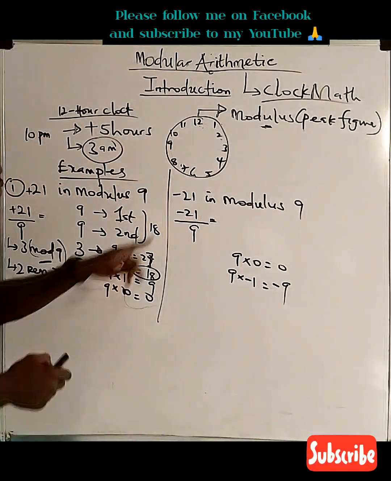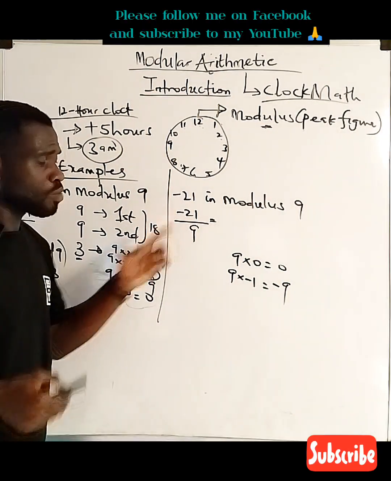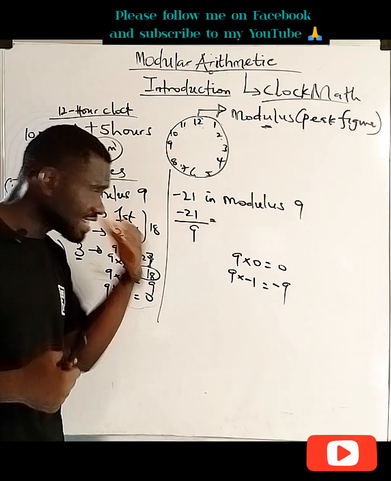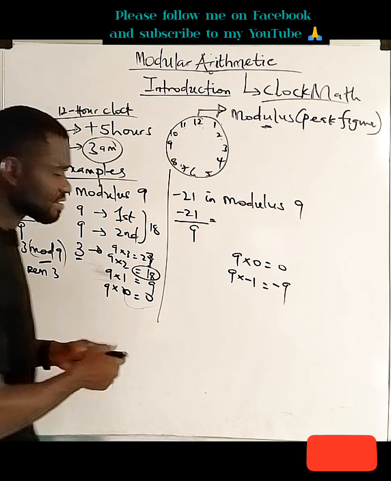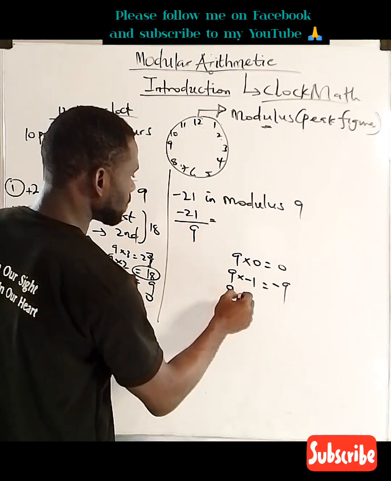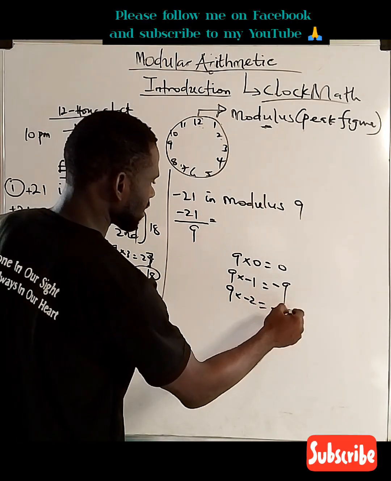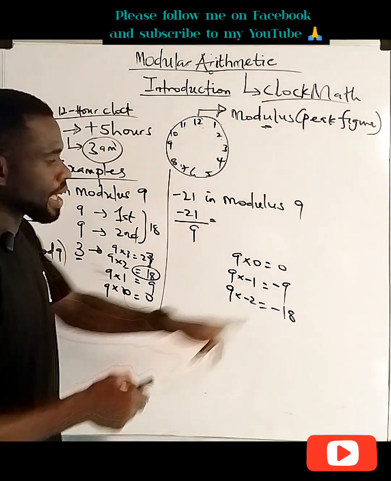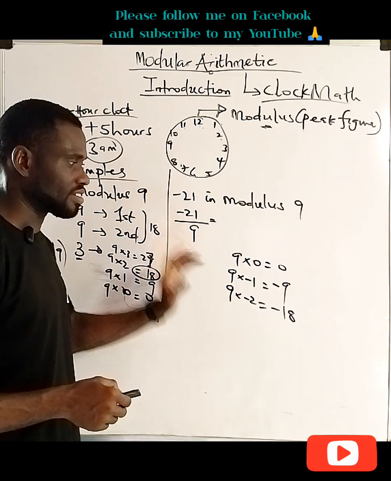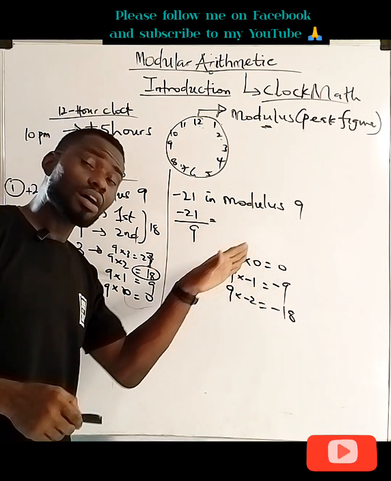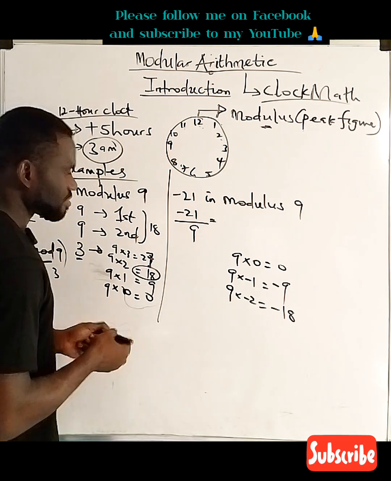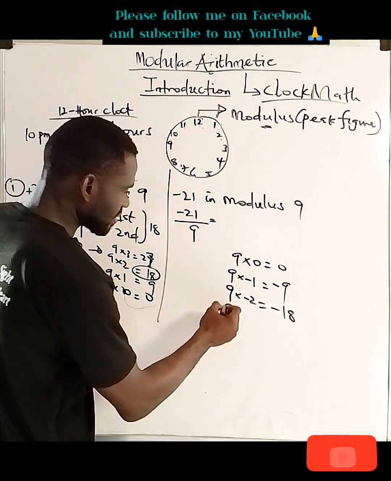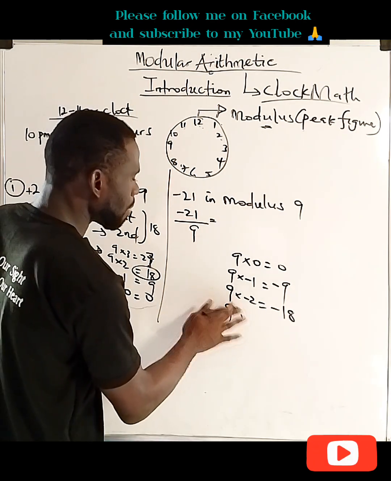Don't forget, we are looking for minus 21, or something extremely close to minus 21. So 9 times minus 1 is minus 9. 9 times minus 2 is minus 18. And don't forget, minus 9 is bigger than minus 21. We are talking about negative digits here. Minus 18 is bigger than minus 21. So we are looking for something close enough to minus 21, or minus 21 itself.